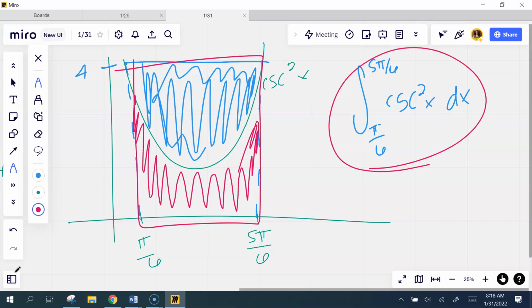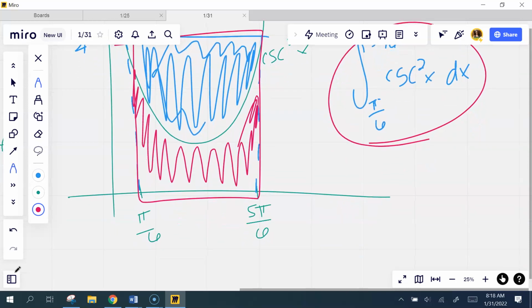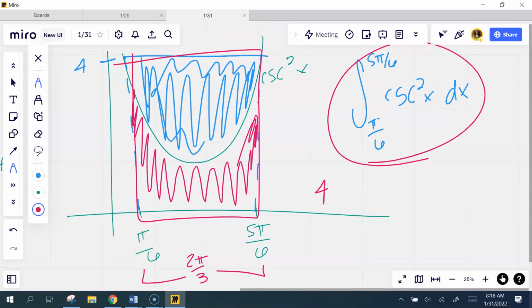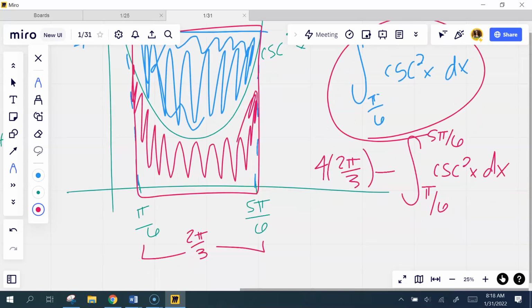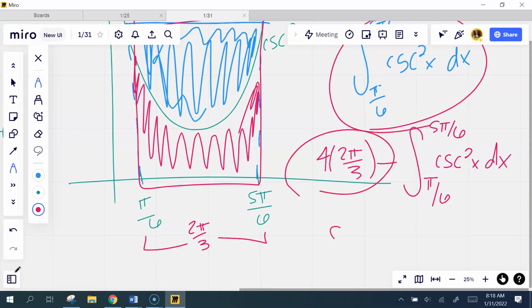The area of the rectangle is pretty easy, from here to here, and a lot of you saw that. That length was 5 pi over 6 minus pi over 6, which is 4 pi over 6, which is 2 pi over 3. And the height is 4, so I've got 4 times 2 pi over 3 minus the integral. And then y'all did some crazy stuff trying to find the integral there. This ends up being 8 pi over 3.